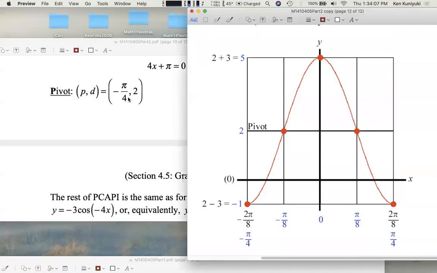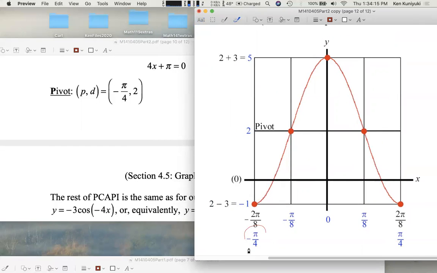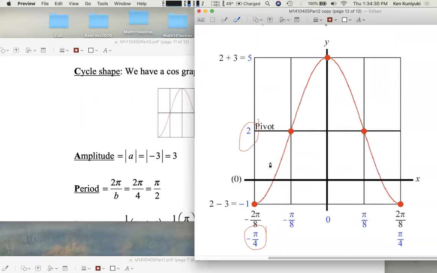What's different? The pivot is at the left center of the graph. The pivot is at negative pi over 4 comma 2. The left center of the graph, where the origin is moved to, actually is not a point on this cosine graph. All right, cycle shape, it's a hill. We can draw on this hill with the 5 key points here.